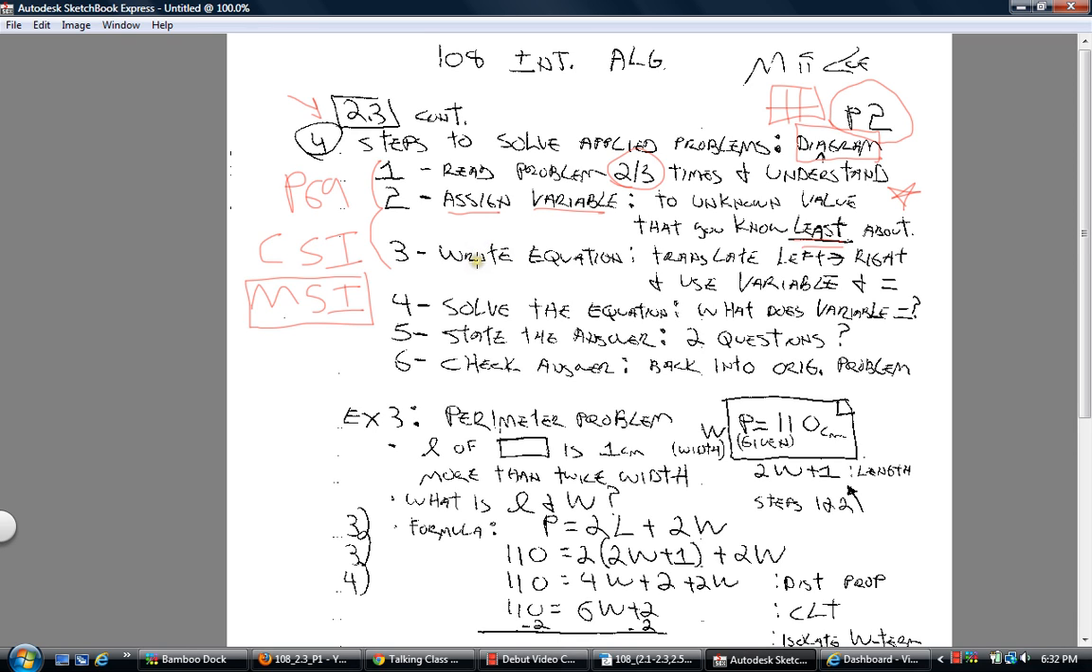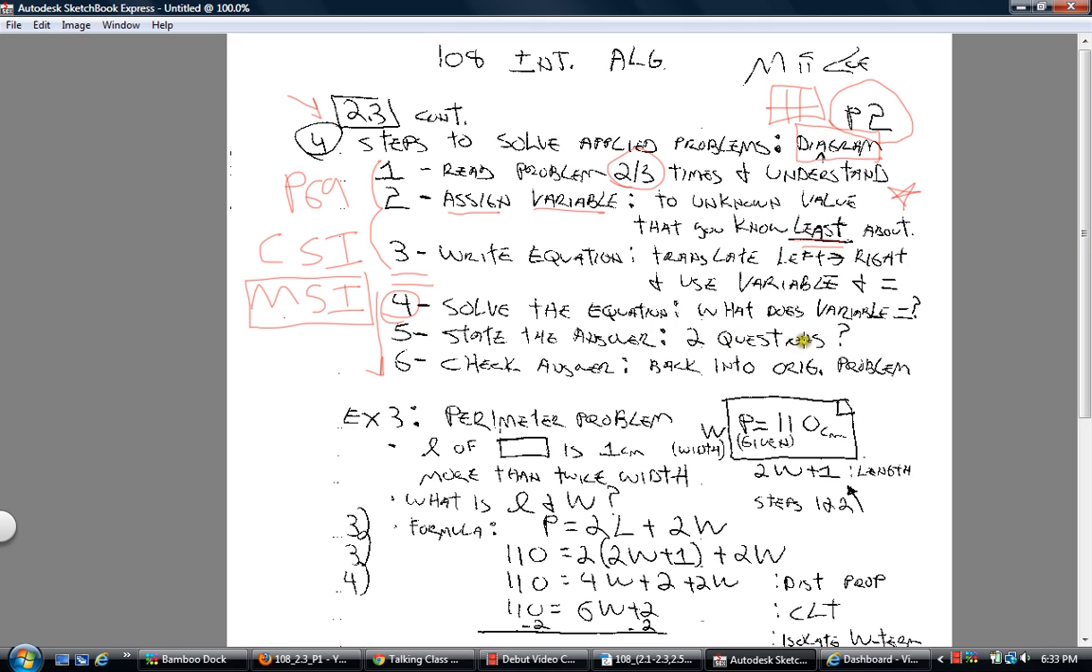Okay, translate from left to right and use your variables and the equal sign. Number 4, once you've got number 3 done, you got to make sure it's written accurately. If you don't have the correct algebra equation, the rest of this work is meaningless. However, assuming you have the right equation, you solve the equation. Most students are comfortable with that one. That's just like a regular algebra problem. Then you got to be careful. You got to go back and state the answer.